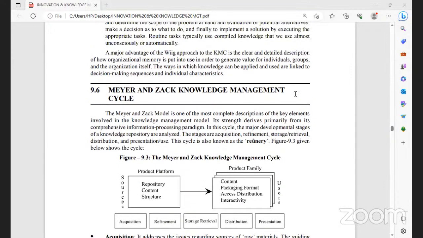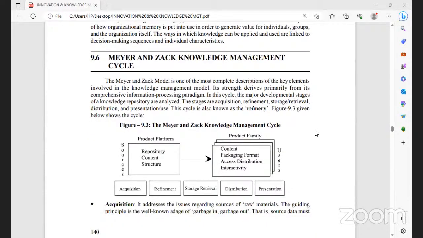Coming to the second one, Mayer knowledge management cycle. This Mayer model is one of the most complete descriptions of the key elements involved in the knowledge management model, and its strength derives primarily from its comprehensive information processing paradigm. In this cycle, the major developmental stages of a knowledge management repository are analyzed. The stages are acquisition, refinement, storage, distribution, and presentation.